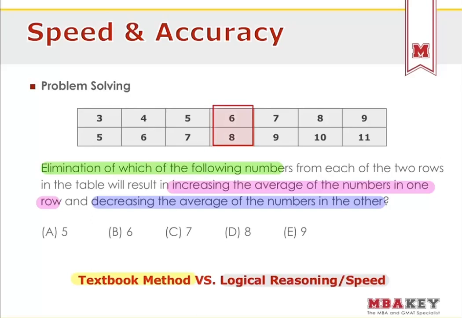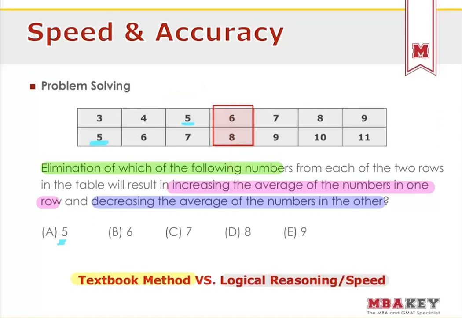Now, let me show you a wrong answer first, and then you'll understand why the right answer is right. Let's pull 5 out. If we pulled 5 out of each row, we want the average of one row to increase, and we want the average of the other row to decrease. Where is 5? 5 is here. 5 is on the lower end of the middle. And so if you pull 5 out of each row, the average will go in the same direction. So that's why the answer is not 5.